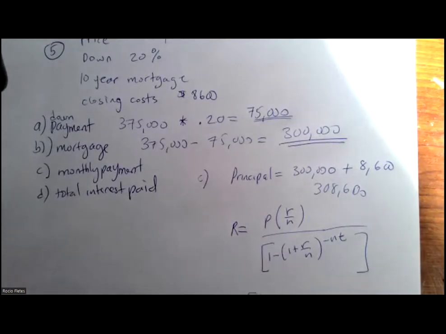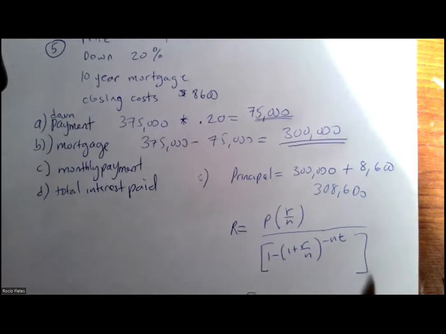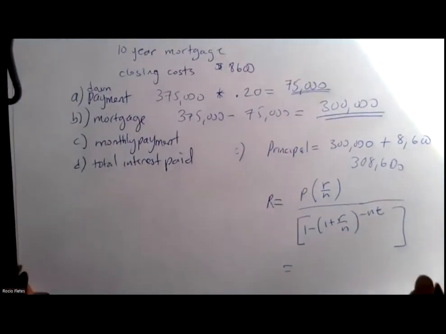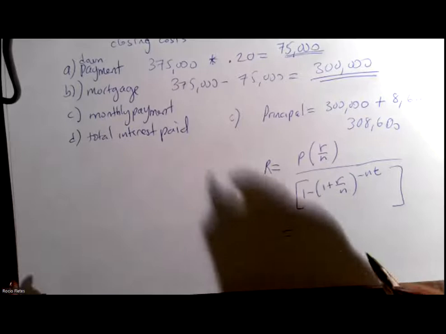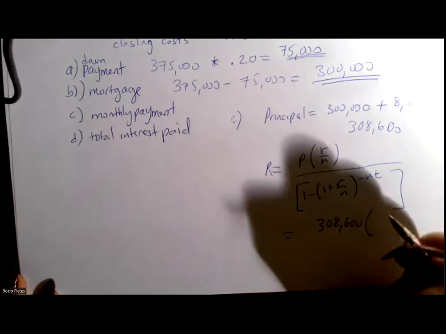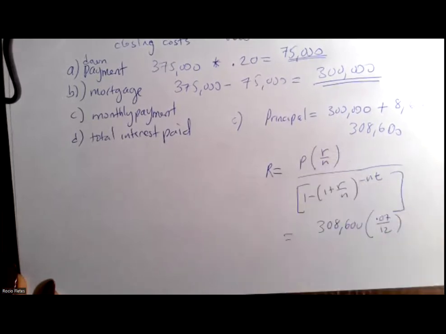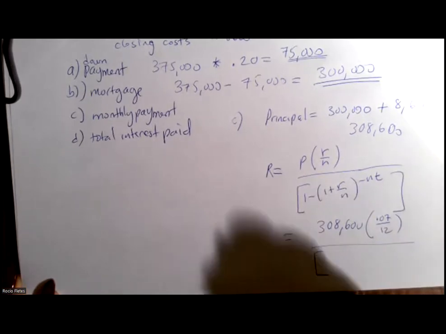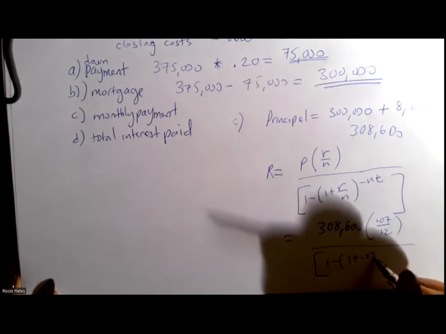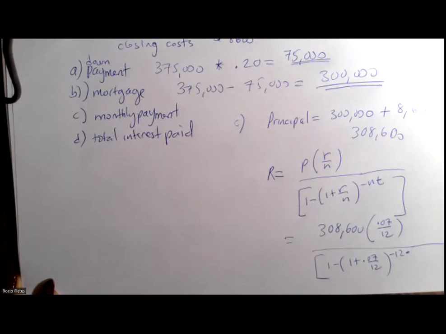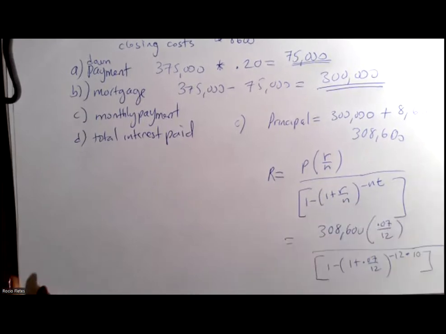And so you plug in all the numbers there. I'm going to erase it so you can see. I'm very sorry about the sun here. So 308,600. The interest rate is 7%, 12 months, divided by parentheses, and then 1 minus 1 plus 0.07 divided by 12, raised to negative 12 times T. T is 10 years. This is a 10-year mortgage.